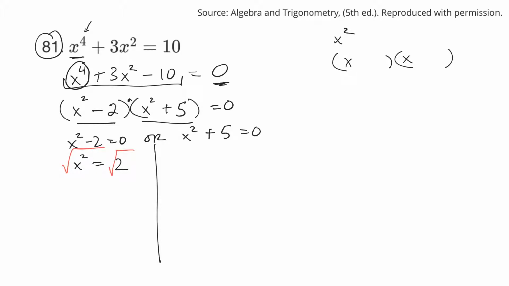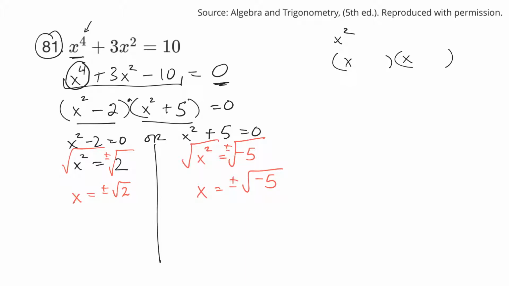When you use the square root principle, don't forget the plus or minus. So my answer on this side will be x is equal to the plus or minus square root of 2. On this side, same thing, subtract 5 from both sides, take the square root of both sides, remember the plus or minus. So you get x is equal to the plus or minus square root of negative 5.